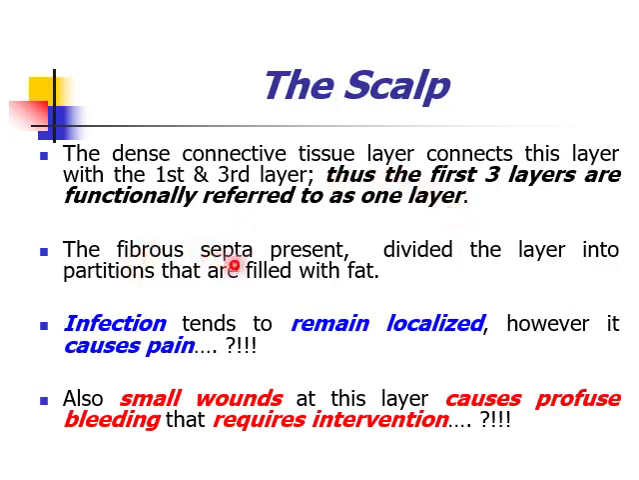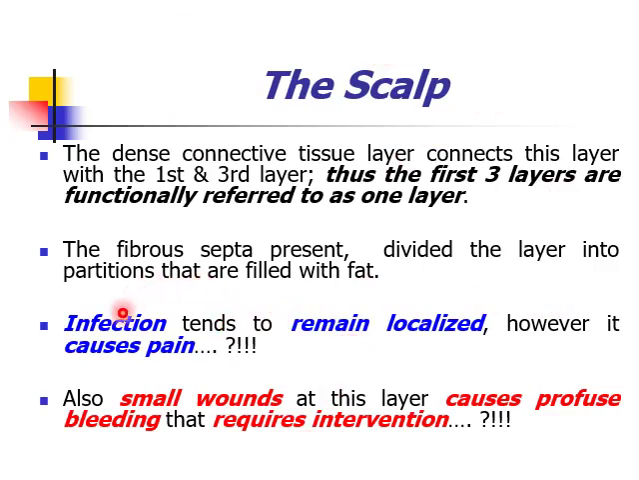The fibrous tissue septa present divide the layer into partitions that are filled with fat. We said earlier that the first layer is formed by the skin and attached to the third layer that is formed by the aponeurotic layer. What's the attachment between both? These are fibrous septa. These septa extend vertically between the first layer and the third layer and leave between each other partitions that are filled with fat.